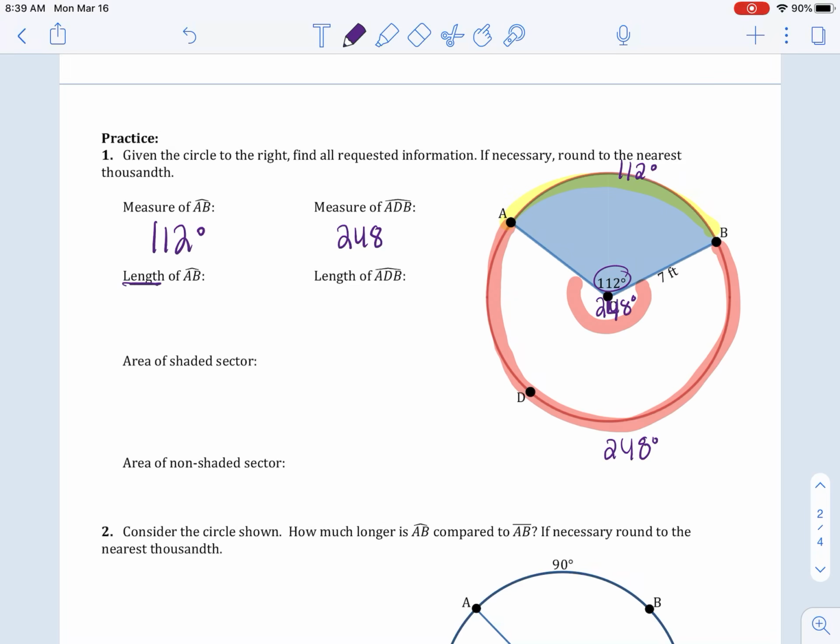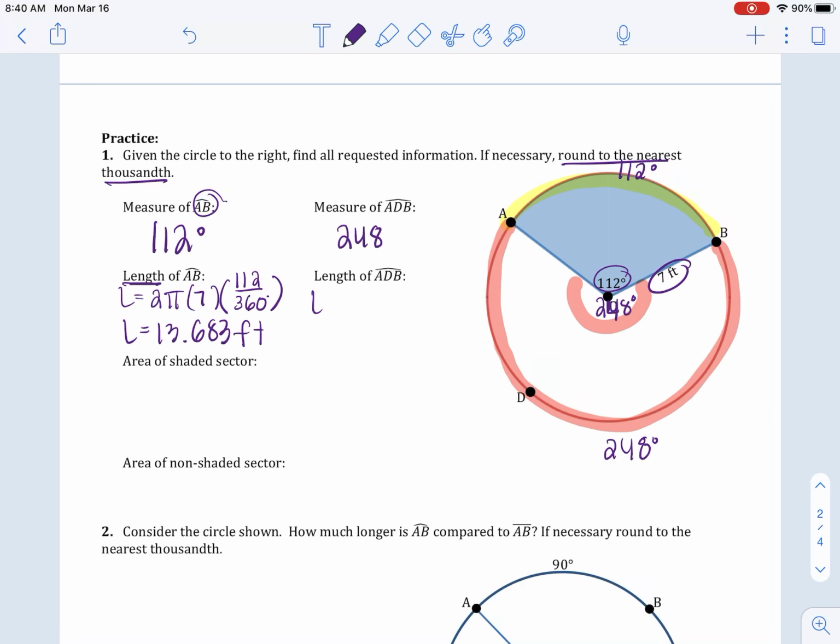All right, so it says find the length of AB, this arc right here. So I'm going to use my length formula. L equals 2 times pi times the radius, 7. See, I told you it changed. Times 112 over 360. Round your answer to the nearest thousandth in the directions. Pop that in your calculator. 13.683 feet.